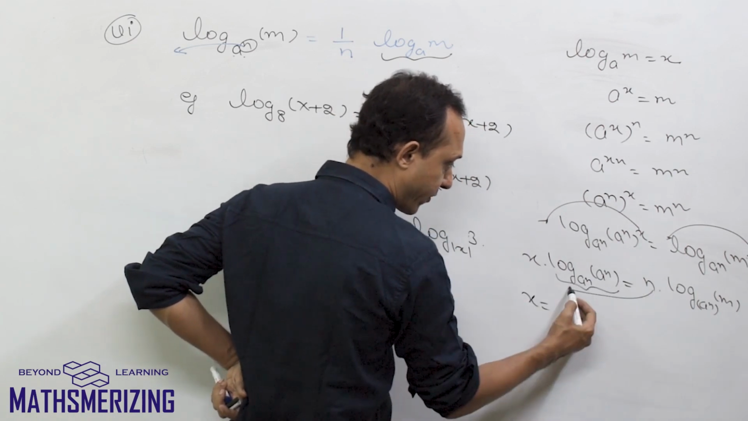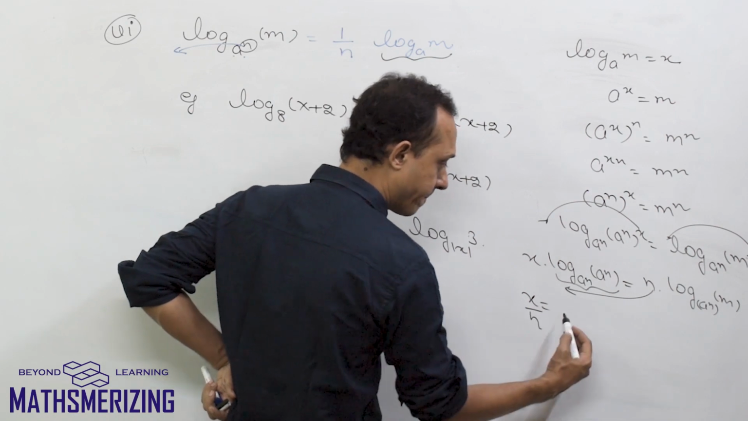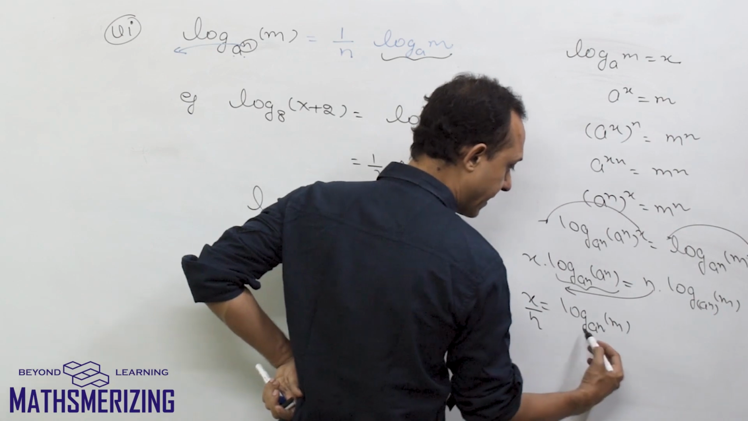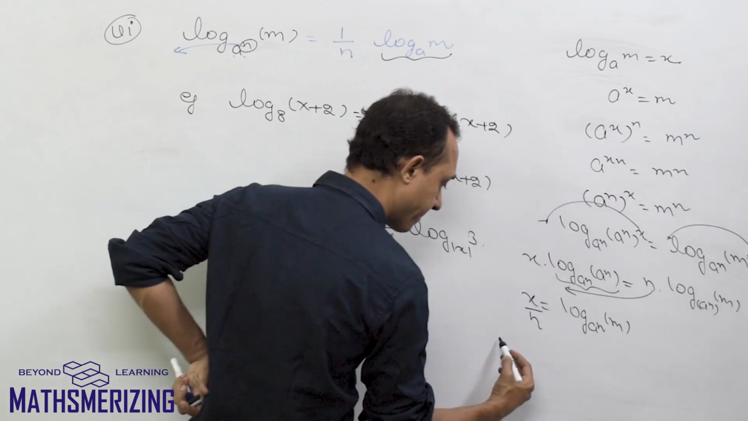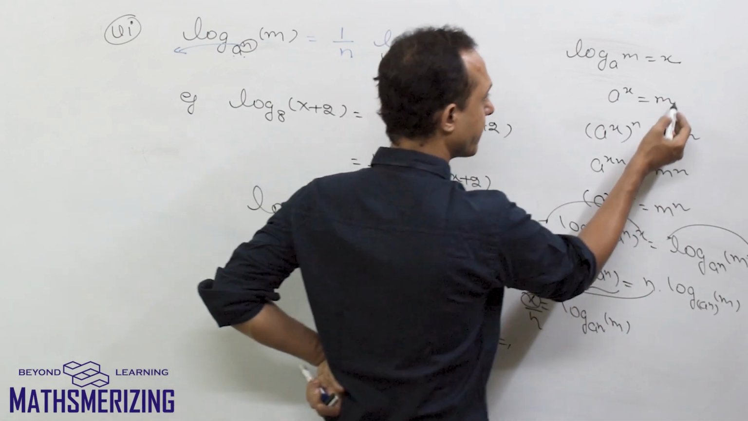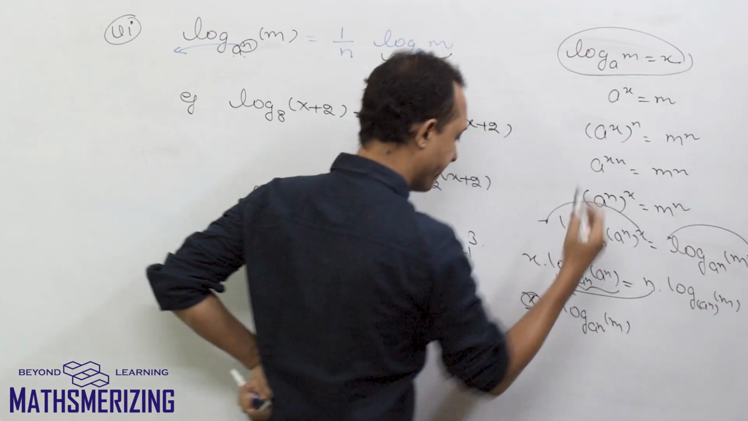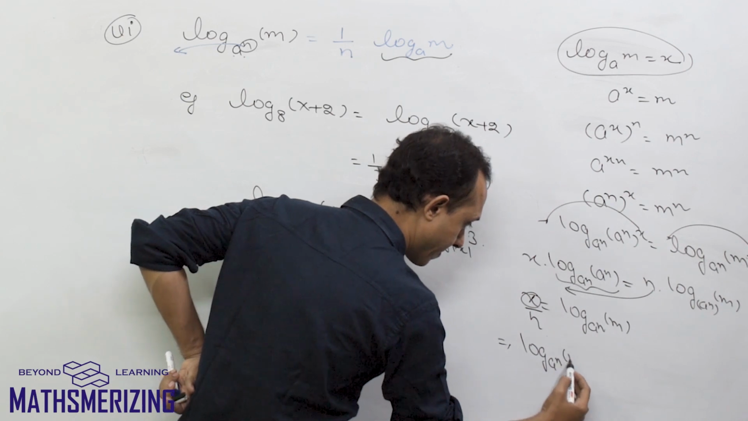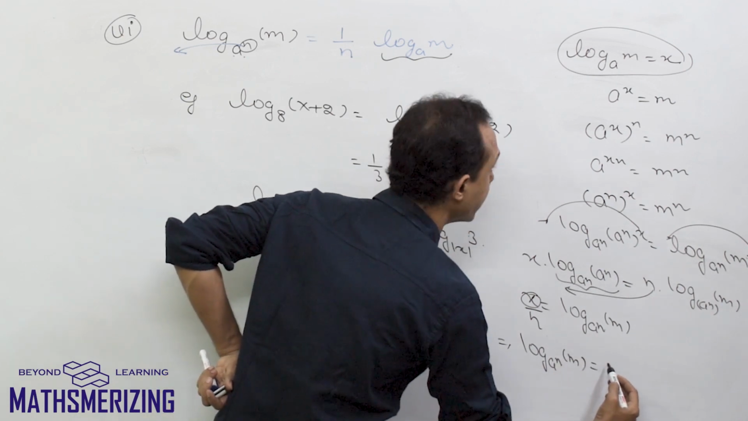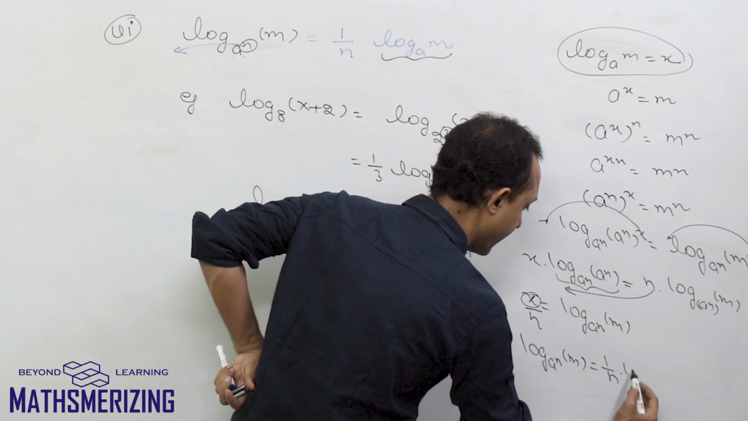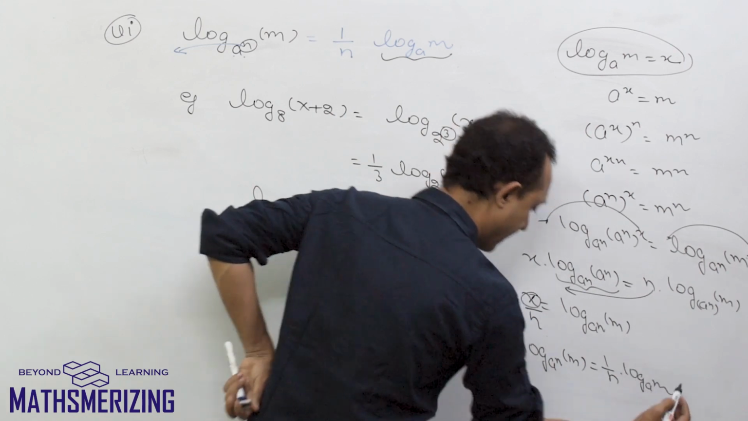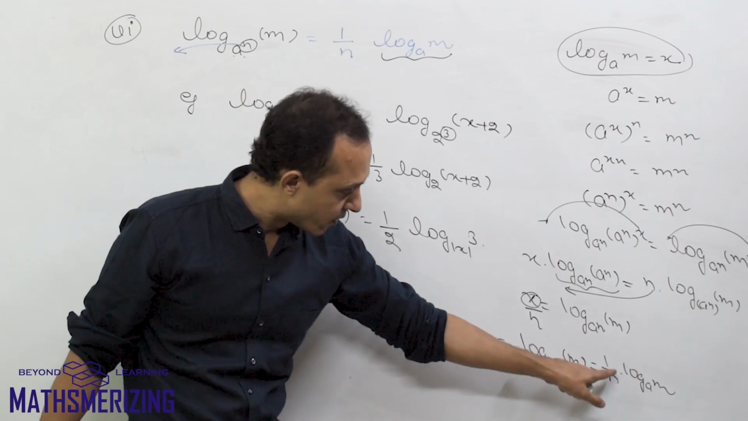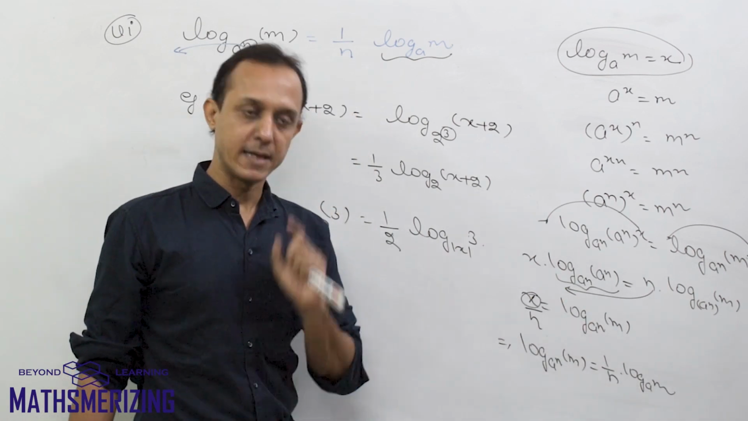I can take this n to the left hand side and write it as x by n, and here I'll write log m to the base a to the power n. Now x is log m base a, so I can write log m to the base a to the power n is 1 by n into log m base a. So if the exponent is on the base, then it is 1 by n log m base a.